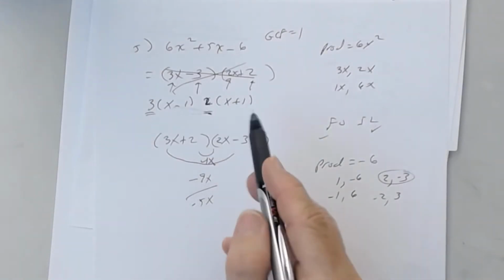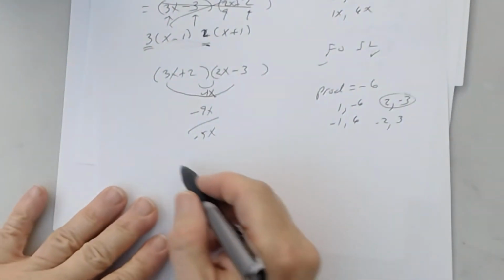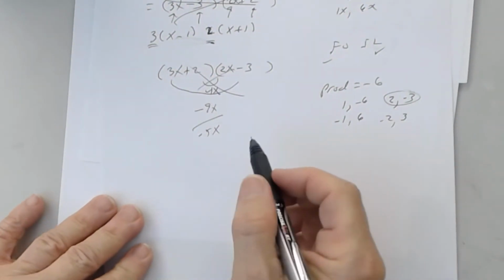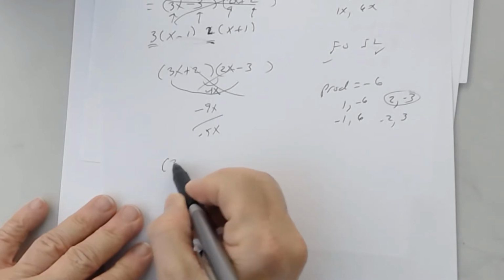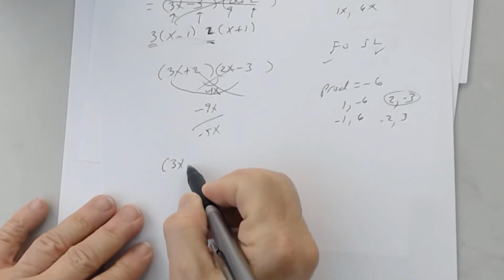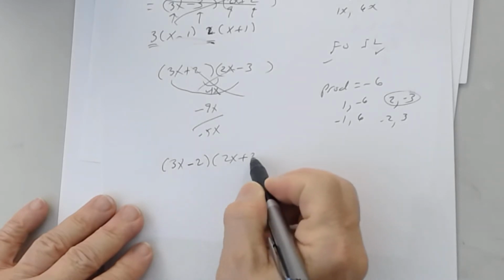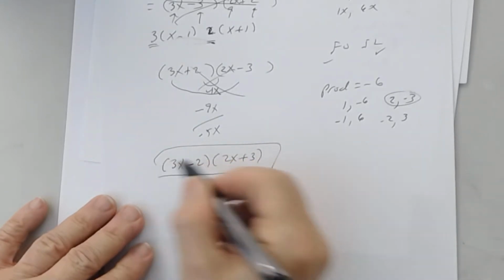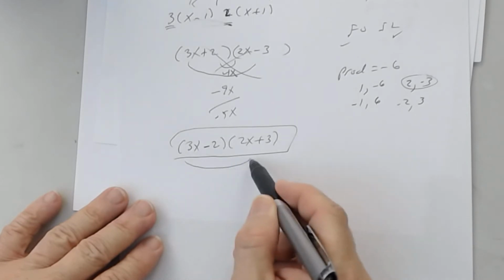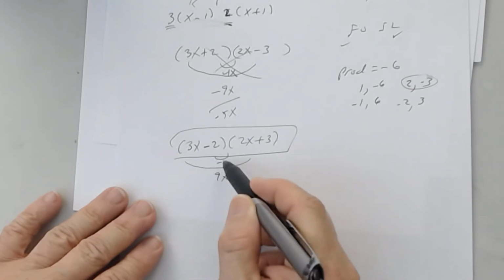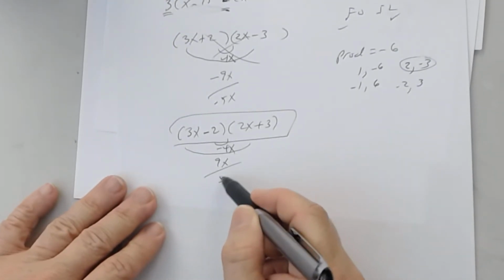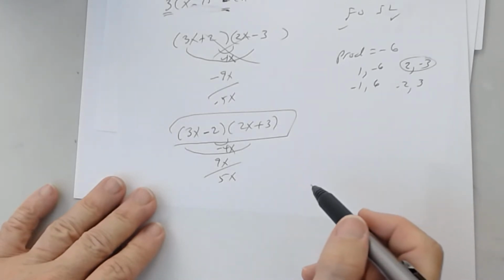I'm almost there. I just got to change the signs. So that does not work. I just got to change the signs. So it's going to be 3x minus 2 times 2x plus 3. That's going to be the answer. And again, you check it. The outer is now a 9x, and the inner is now a negative 4x. And when I add them up, I get 5x. Okay?